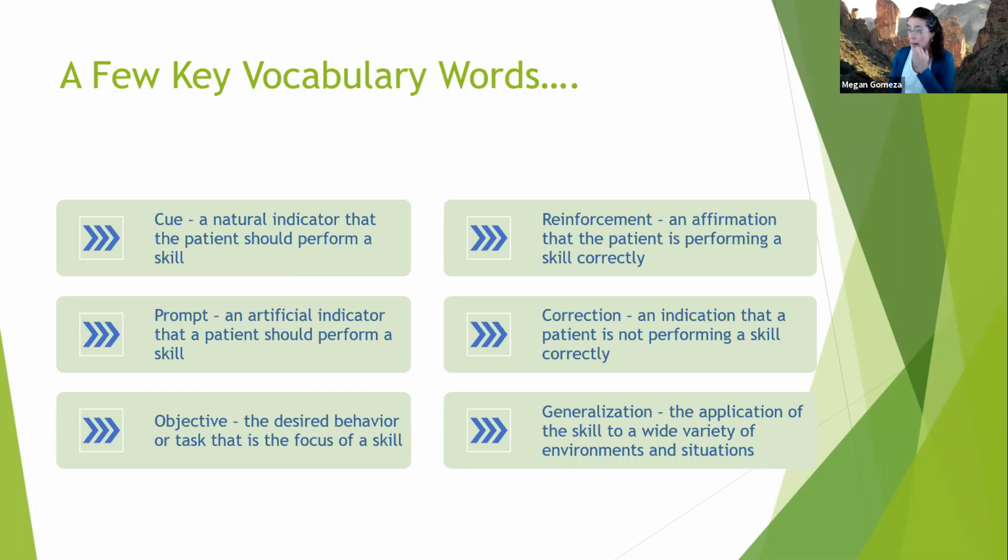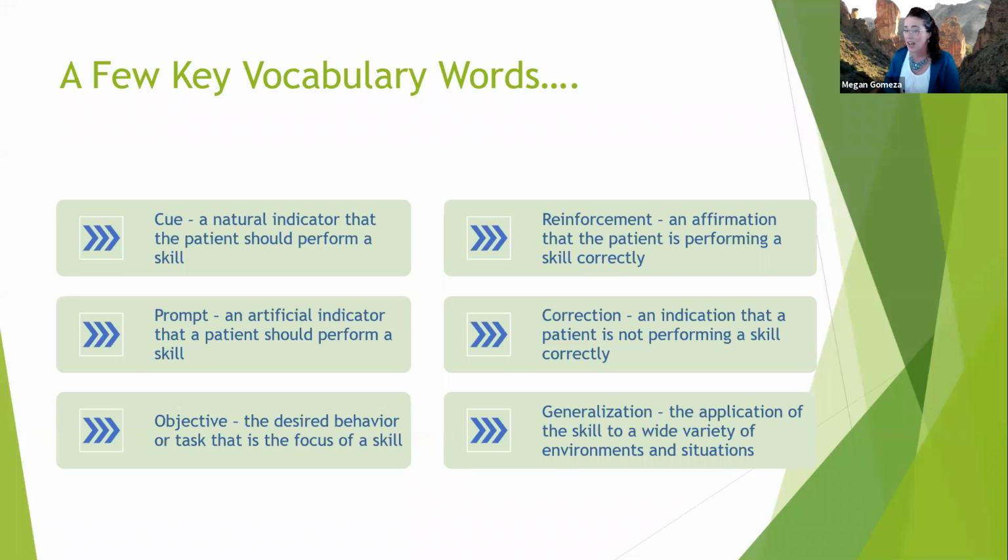All right. And then objective, obviously a desired behavior or a task that's the focus of a skill. I think that's pretty solid word. That's what we use objective for, what we're shooting for. Reinforcement is an affirmation that the patient is performing a skill correctly. Reinforcements come in all shapes and sizes. Correction is an indication that the patient is not performing a skill correctly.